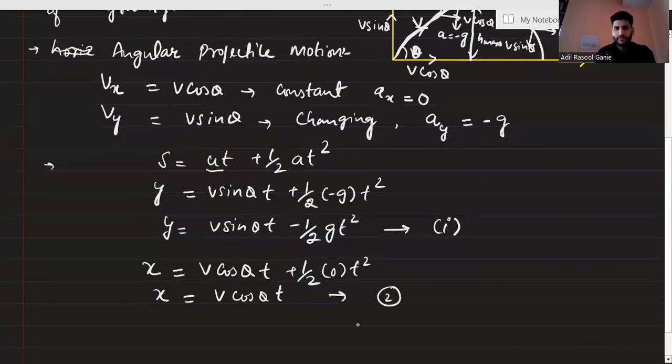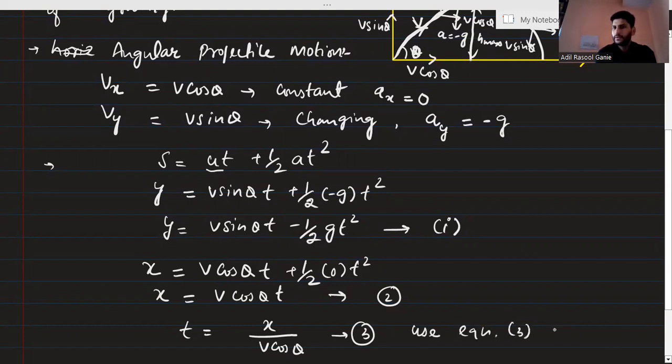Now, if I find the value of t from this equation, I get t equals x upon v cos theta. Let me call this equation number 3, and I will use equation number 3 in equation number 1.